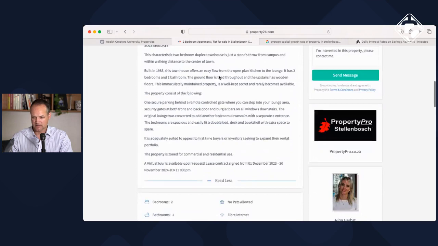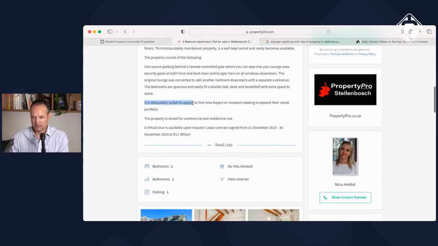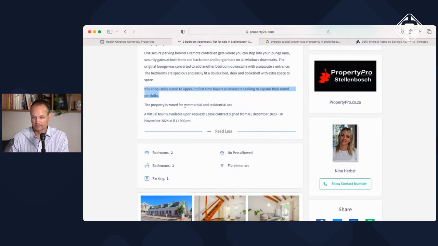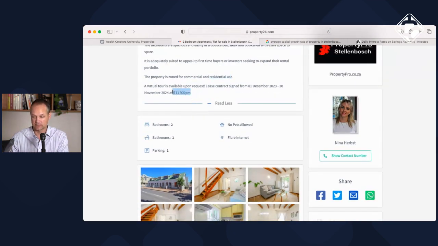2-bedroom duplex, as we said. It is adequately suited to appeal to first-time buyers or investors seeking to expand their rental portfolio. Wow, bang on in terms of what we're trying to do. Property is zoned for commercial as well, which is interesting, but we most likely will use it for residential purposes. Virtual tour, and the first important number it brings me is that there's a current rental income of 11,900. We'll get back to that number.